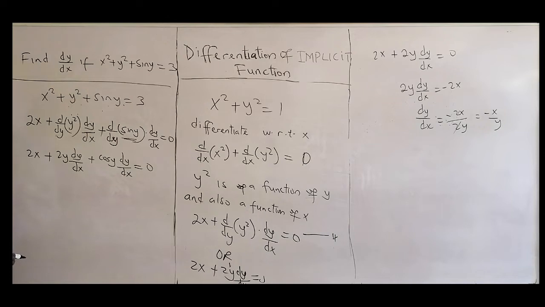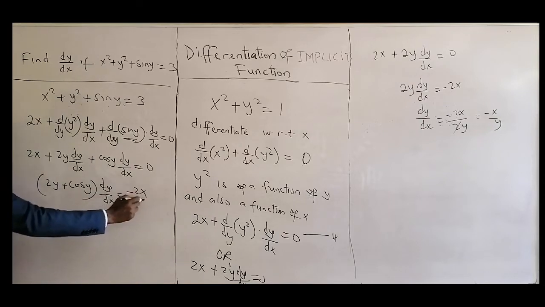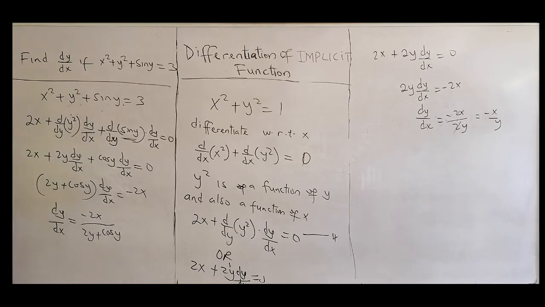Then you can factorize your dy/dx now, and move this onto the other side. So we have (2y plus cos y) in bracket, dy/dx equal to minus 2x. So dy/dx is equal to what? Minus 2x over 2y plus cos y. Okay.